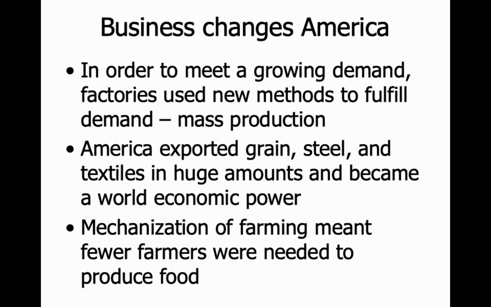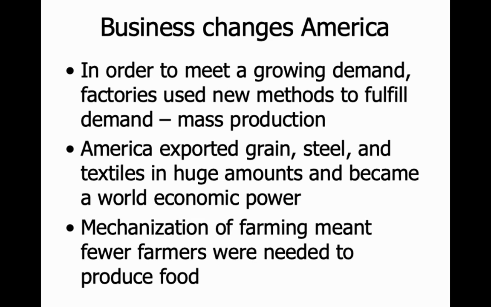So we've created all these awesome inventions, light bulbs, typewriters, telephones, and somehow we have to get those things to people. And the way that we're going to get these things to people is factories. These factories will be created to fulfill this mass demand. The light bulb and telephone especially create a huge demand. Everybody wants or needs those. America starts exporting grain, steel, and textiles in huge amounts, and one of that is a result of the sewing machine. And we become a world economic superpower.